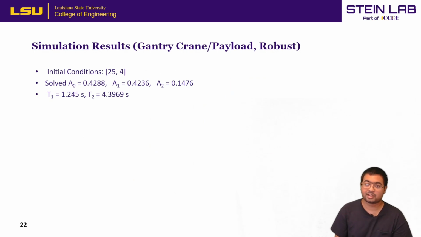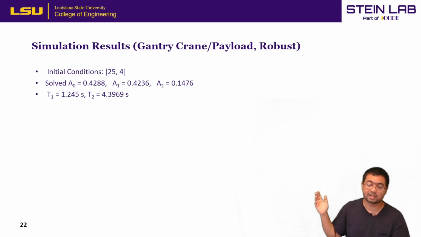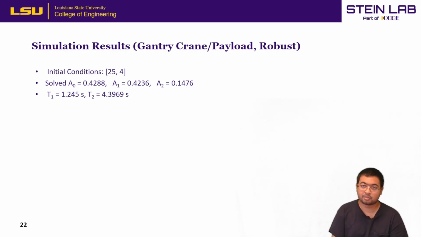Considering the robust case for our gantry crane, we'll have our initial conditions at 25 millimeters and 4 millimeters per second for our position and velocity respectively. Solving for our gains, we get 0.4288 for A0, A1 equals 0.4236, and A2 equals 0.1476. Our delay times are T1 equals 1.245 seconds and T2 equals 4.3969 seconds.